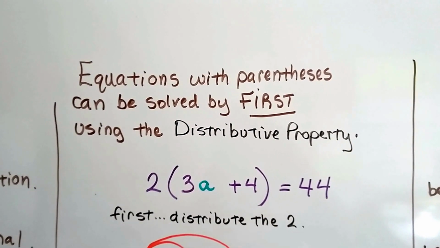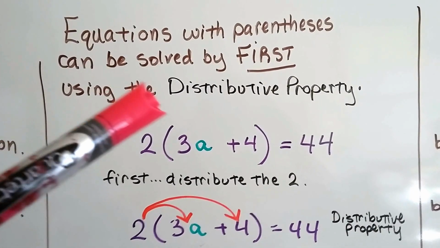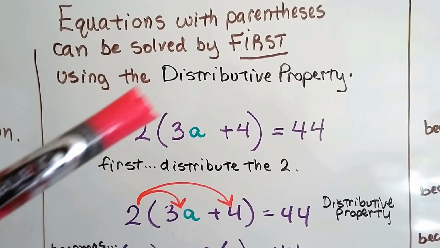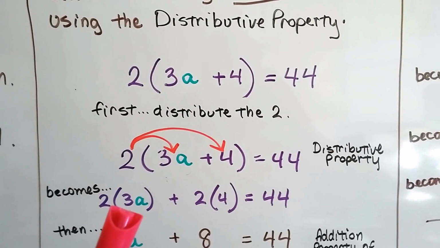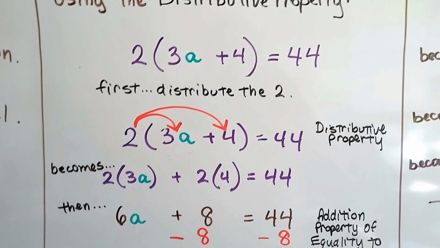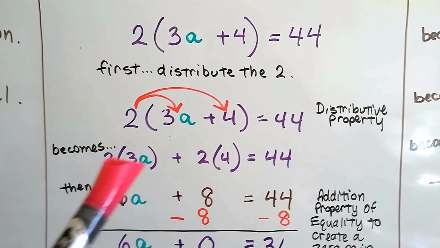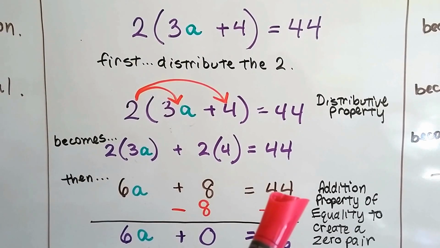So we distribute the 2 into the parentheses. In this one, we've got 2 times 3a plus 2 times 4, don't we? We've got 2 times 3a in parentheses plus 2 times 4 is going to equal that 44. So now this becomes 6a plus 8 equals 44.